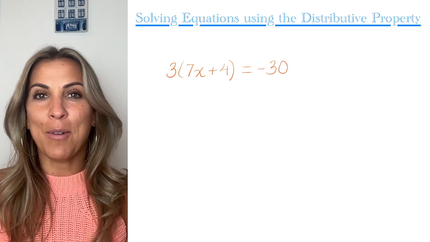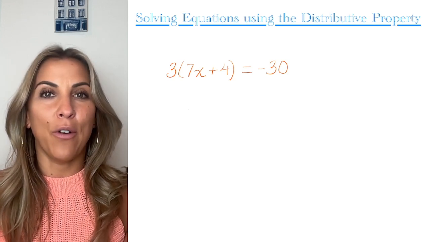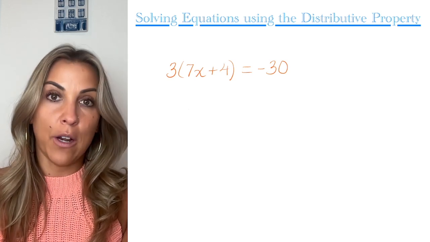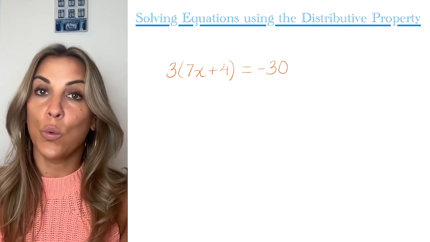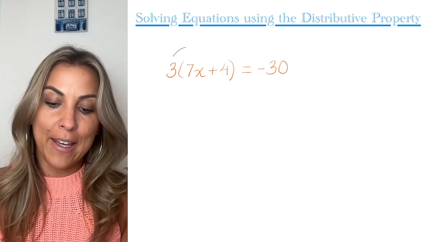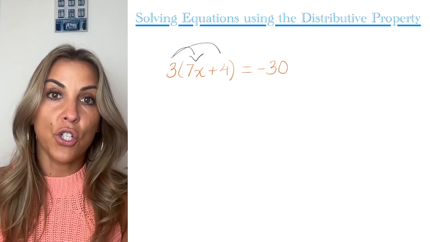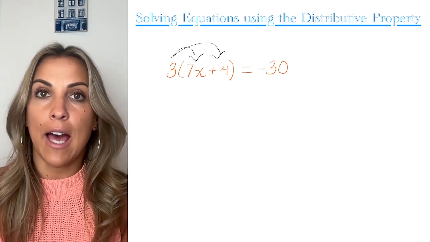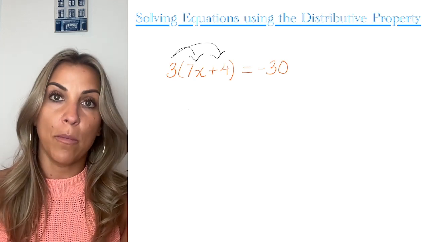Hey guys, in this video, I'm going to show you how to solve equations that involve the distributive property. So when you see a number like 3 in front of these parentheses with nothing in between the number and parentheses, that indicates that that 3 is being distributed or multiplied by each of the terms inside of the parentheses. So we're going to go ahead and distribute this 3 out.